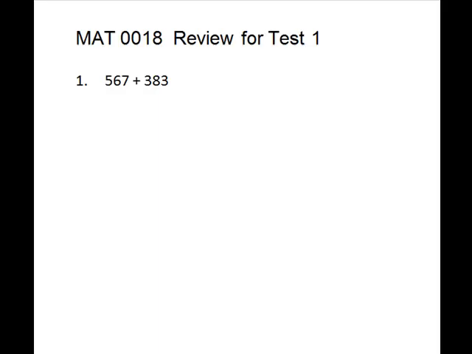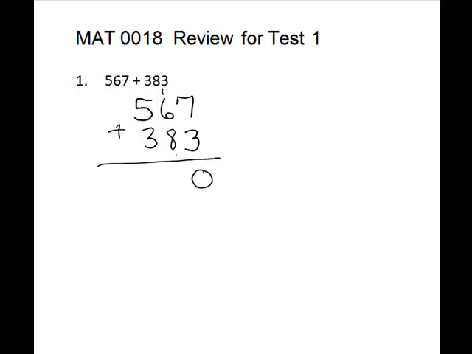We'll go over the review for Test 1 for MAT 0018. The first problem is an addition problem. 567 plus 383. Write it vertically. We'll add 7 plus 3 is 10, so we have to carry. 8 plus 6 is 14, plus 1 is 15, so we have to carry. And 3 plus 5 is 8, and 1 is 9, so 950.